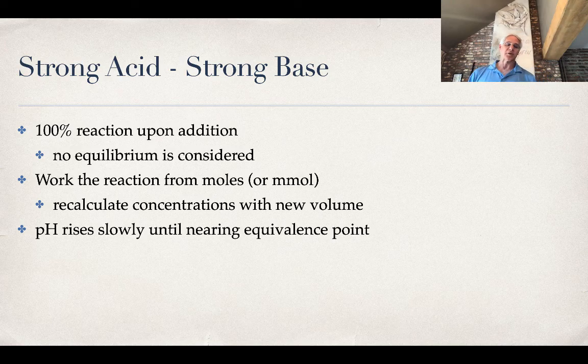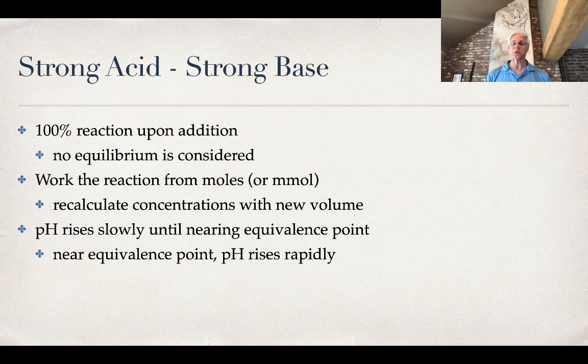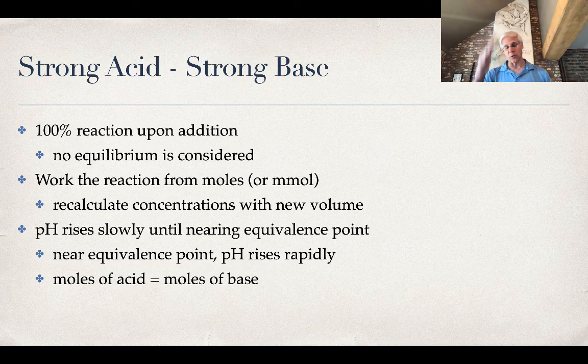Now, when you track the pH of a strong acid, strong base reaction, the pH rises fairly slowly until you begin to near the equivalence point. As soon as you get near the equivalence point, the pH rises extremely rapidly and moves up into the basic or down into the acidic, depending on what you're adding to what. But at that equivalence point, moles of acid are equal to moles of base, and your pH will be equal to 7.